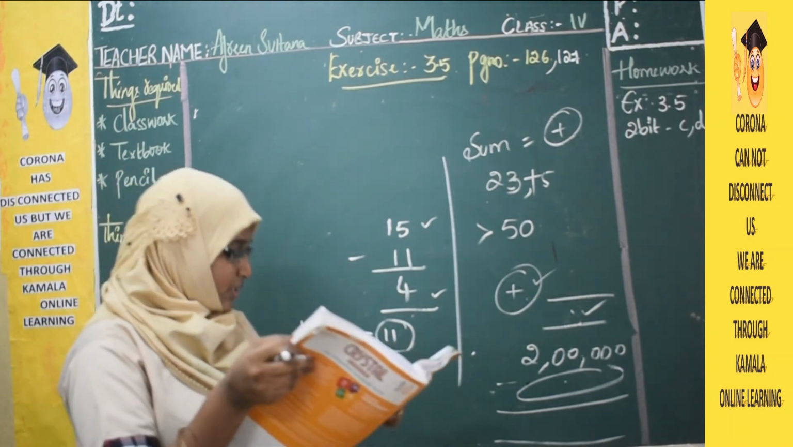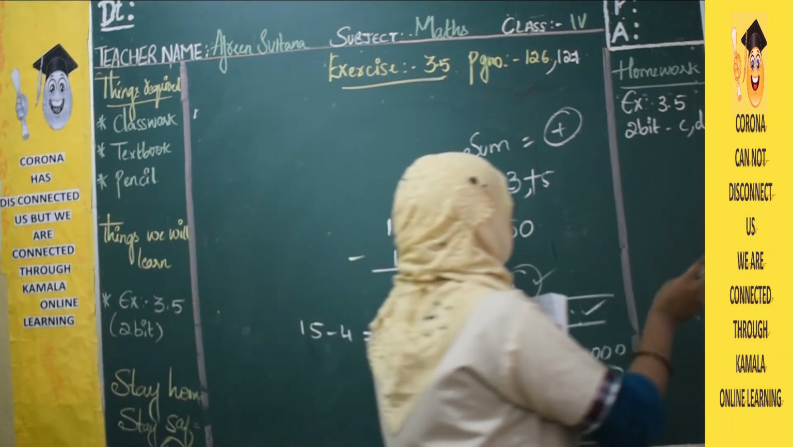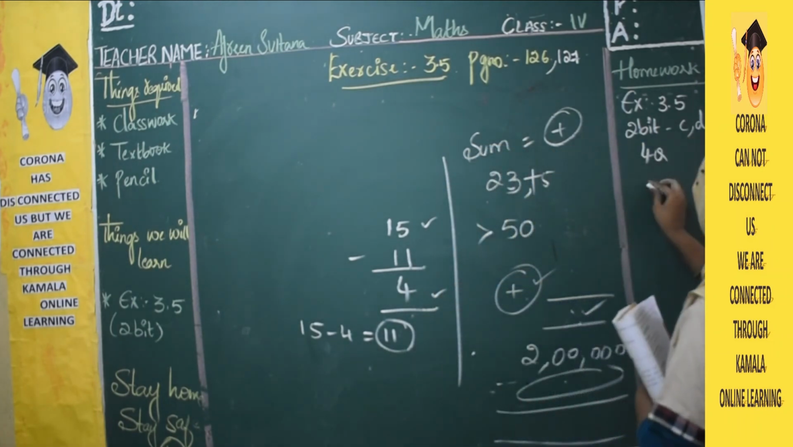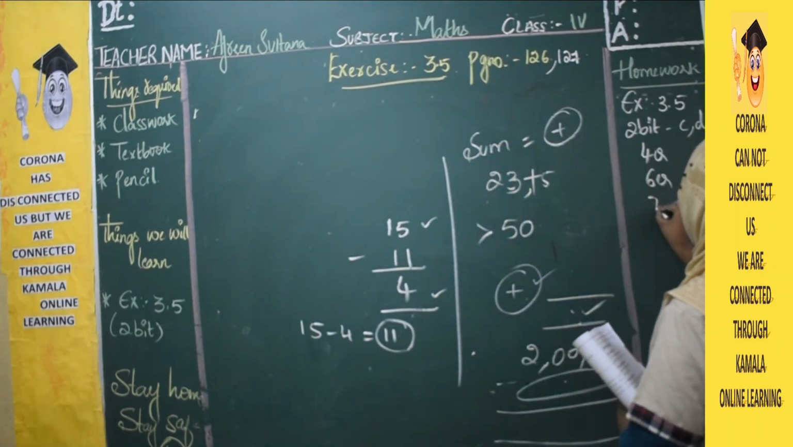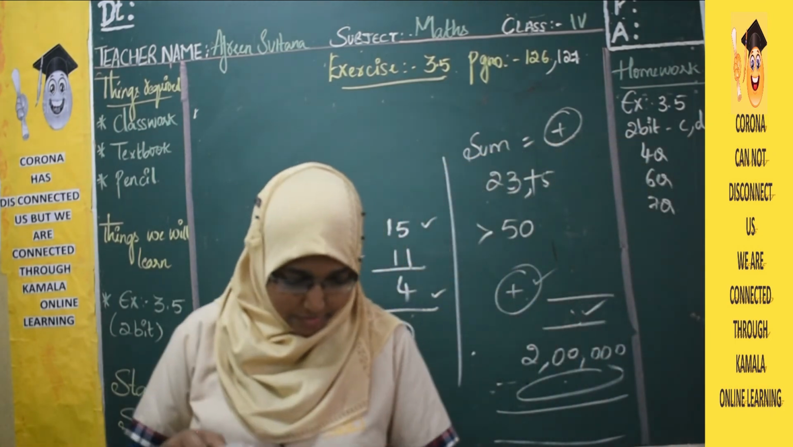So from this, even your question number 4, question number 6 and question number 7. In total, there are 4 problems which I have given you as your homework.